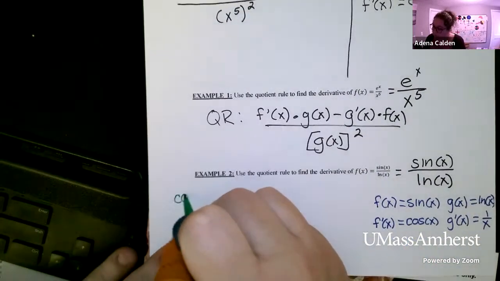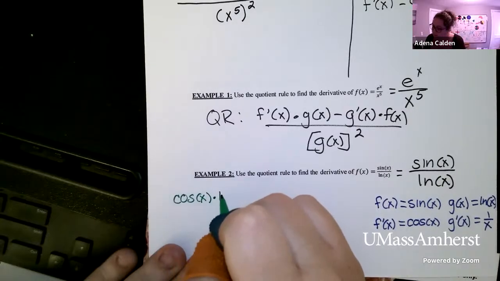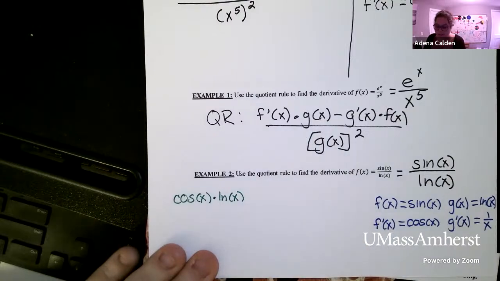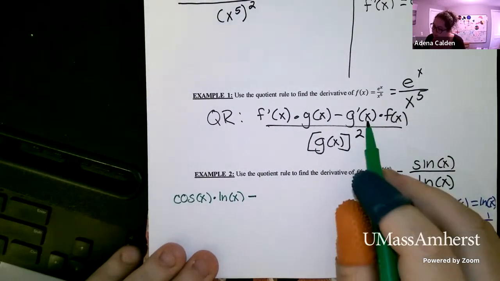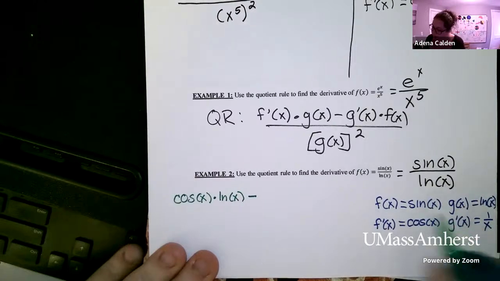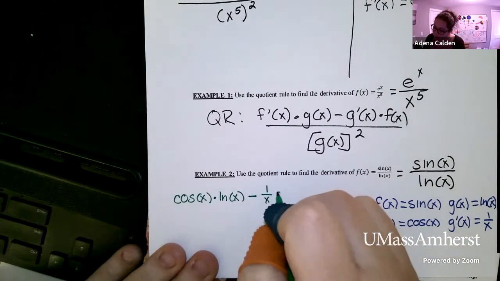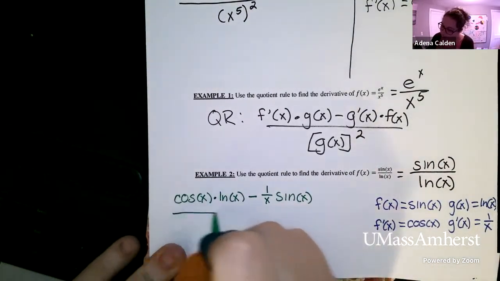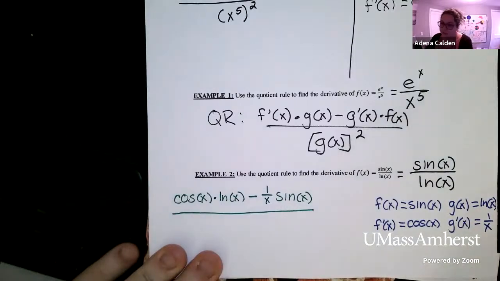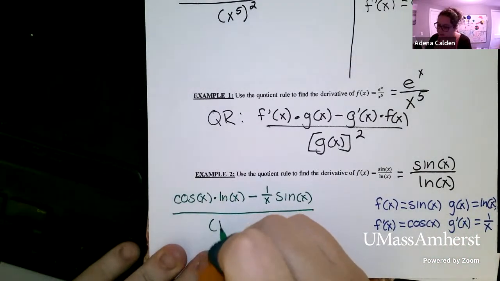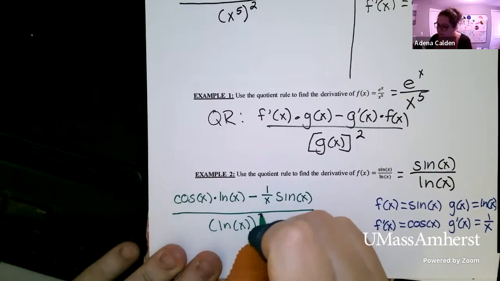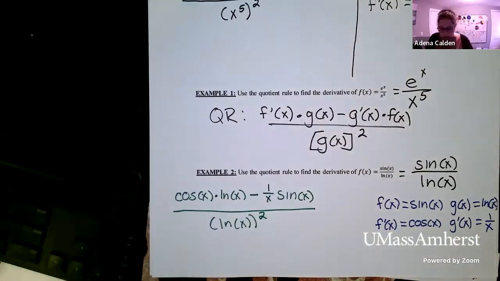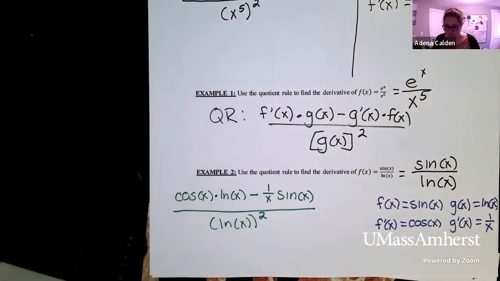So we have cosine x times ln x. Okay, that's the first part. That's my f prime times g, minus g prime times f. So g prime times f, we have 1 over x times sine x. That's the numerator, divided by g of x squared. So my g of x is ln x, so I have ln x squared. So that's what my quotient rule is going to look like when I apply all the pieces.